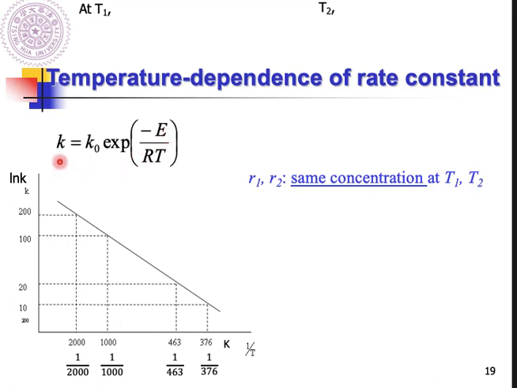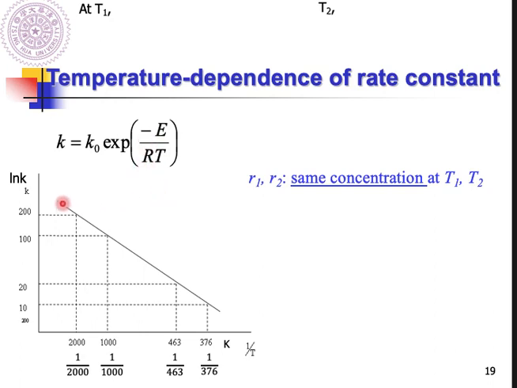So when we want to investigate the temperature dependency of a rate constant, you can take the log on both sides and plot log k versus 1 over T. The intercept will be log k0, and the slope will be minus activation energy divided by R.